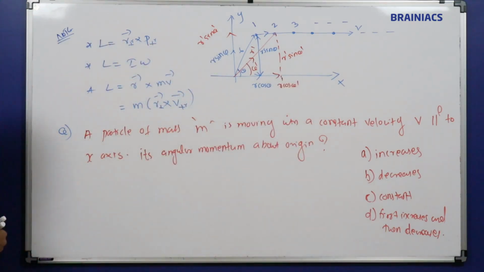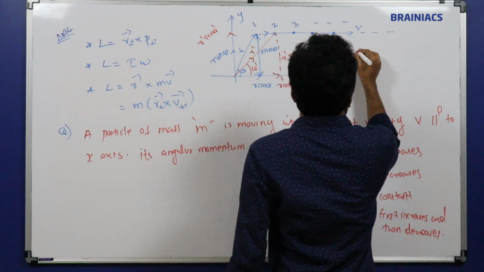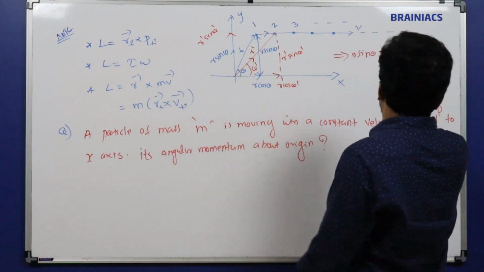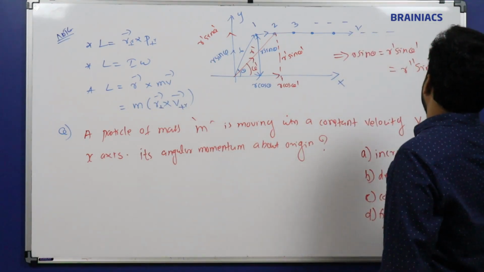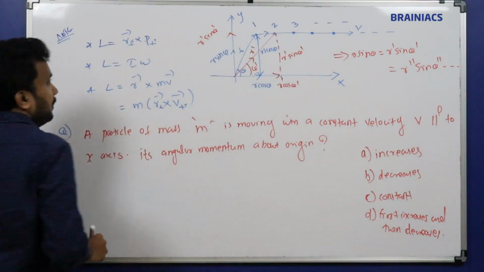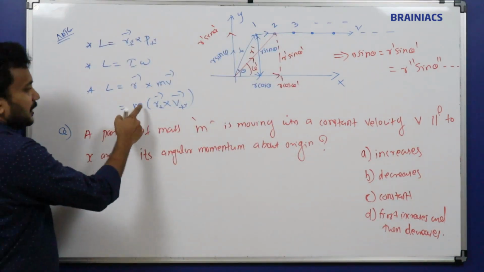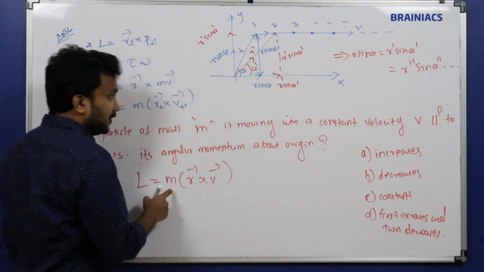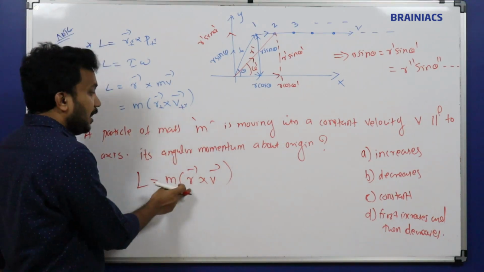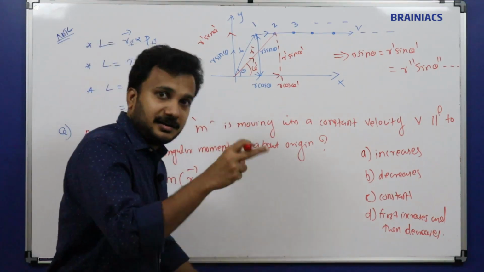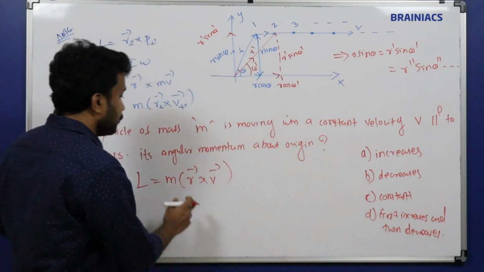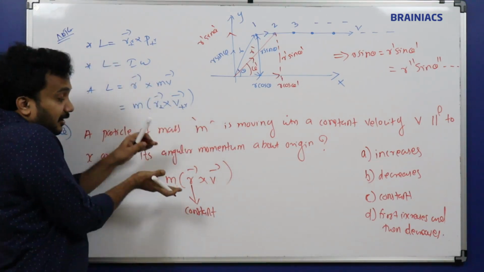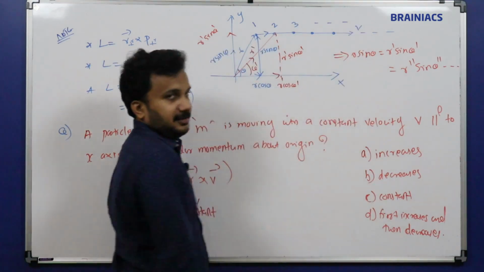Here one conclusion is that r sin theta is equal to r dash sin theta dash. If you take another component, then r double dash sin theta double dash is also equal, and it goes on. So this is fixed. If you substitute in the formula, L equals m into r cross v. m is constant because the mass is not changing. r sin theta equals r dash sin theta dash equals r double dash sin theta double dash, so this is constant.